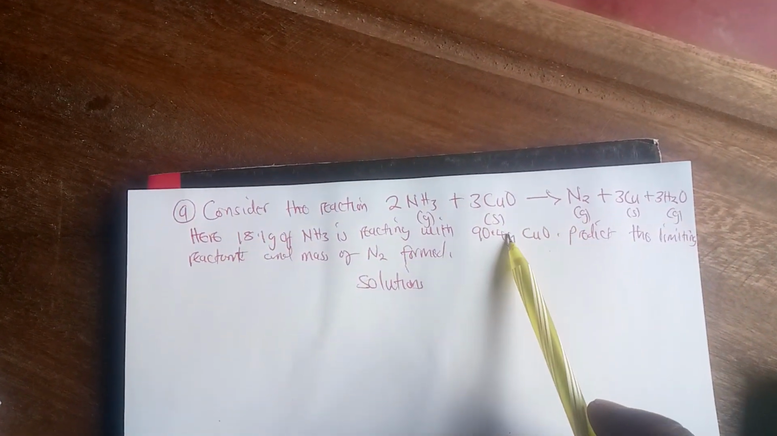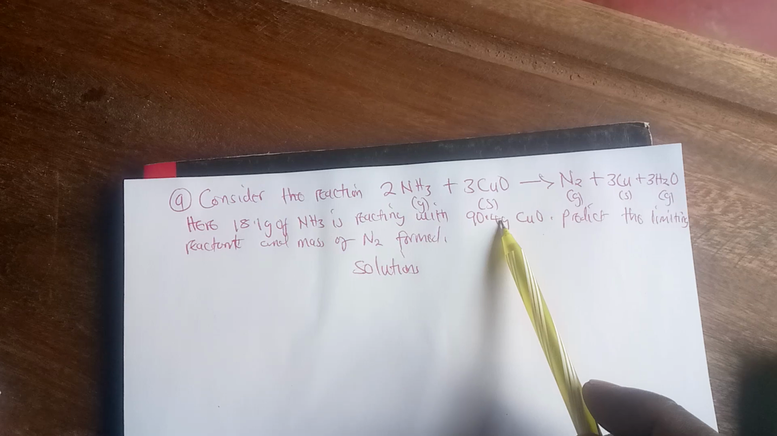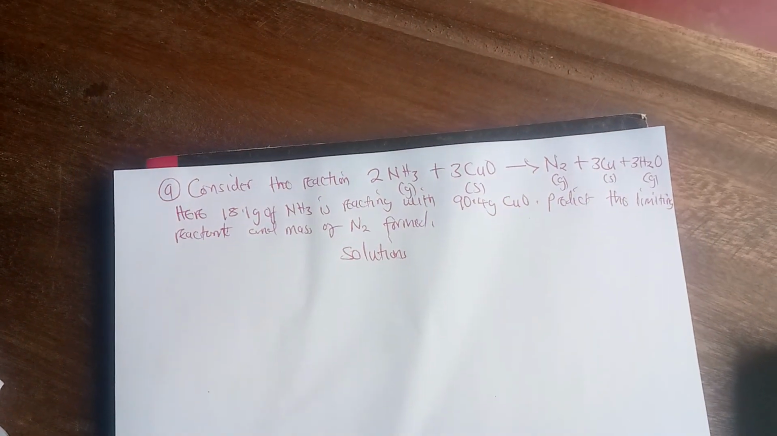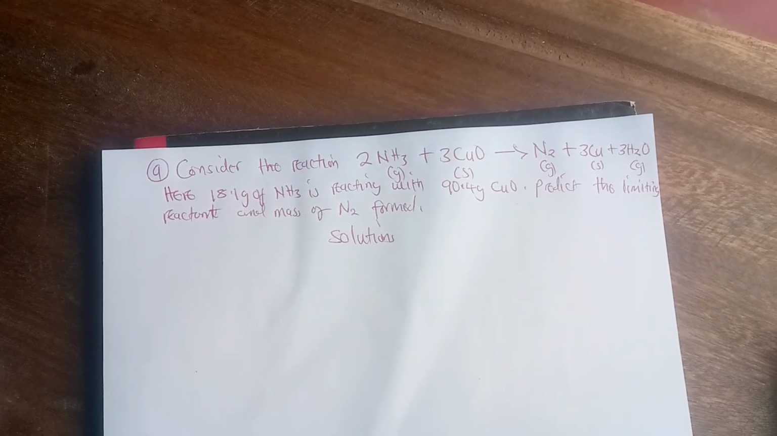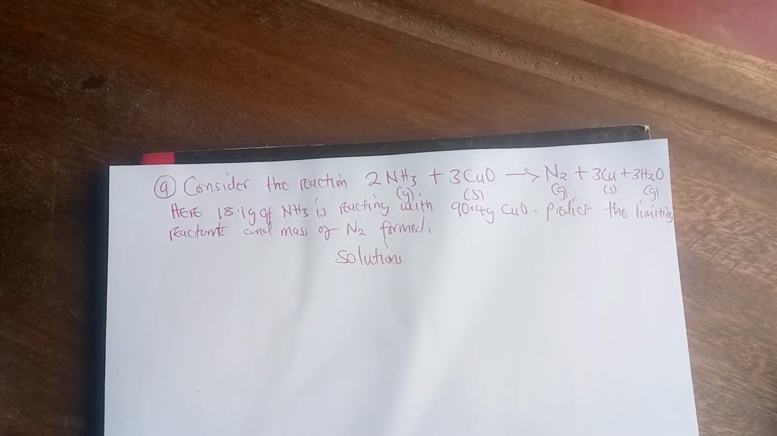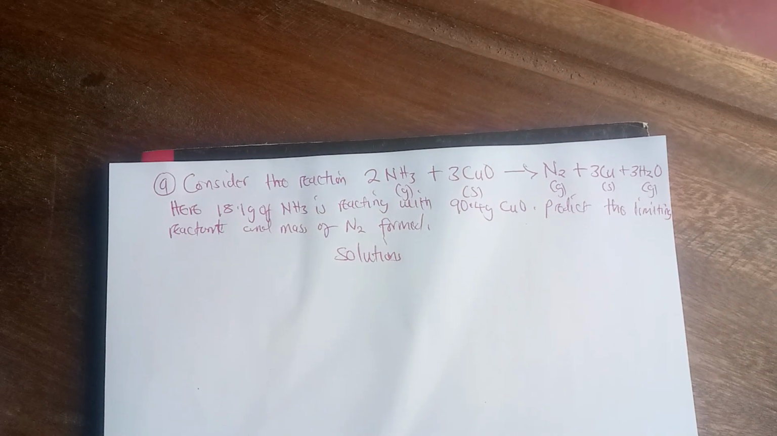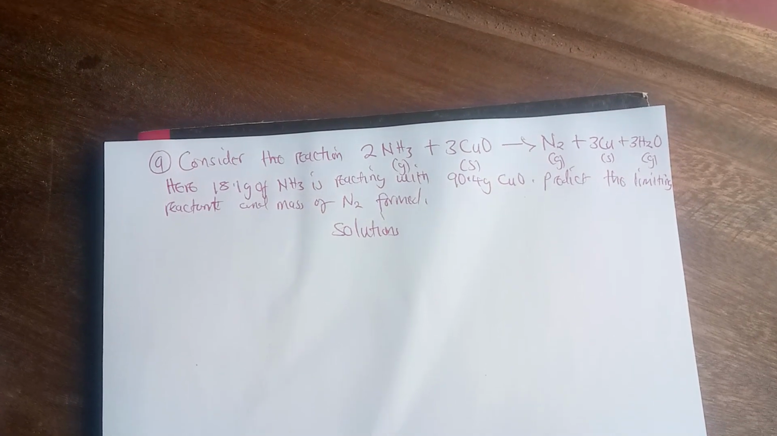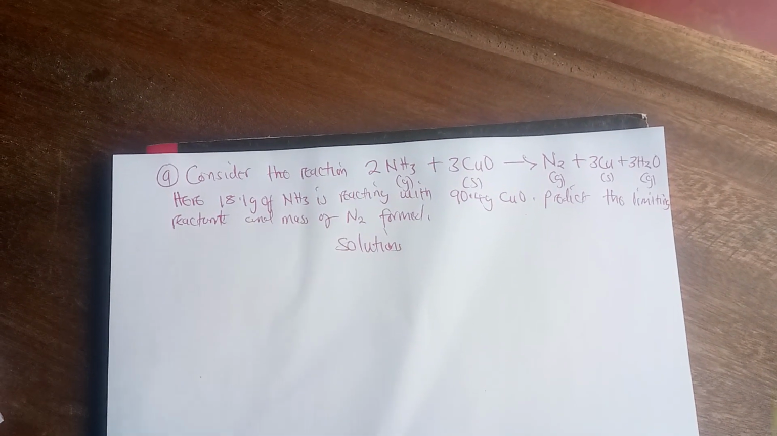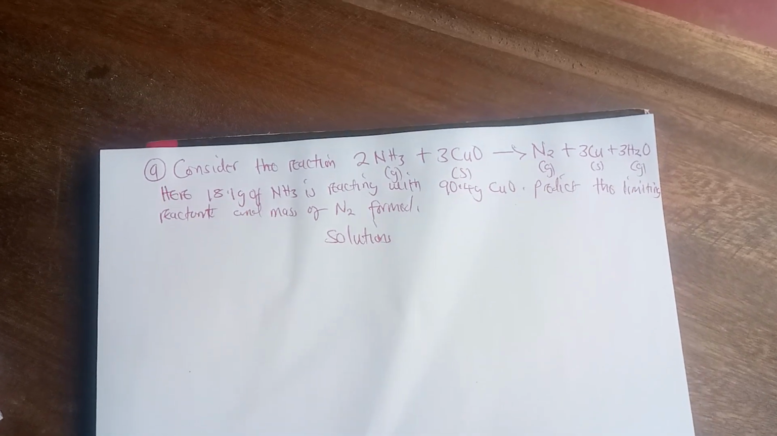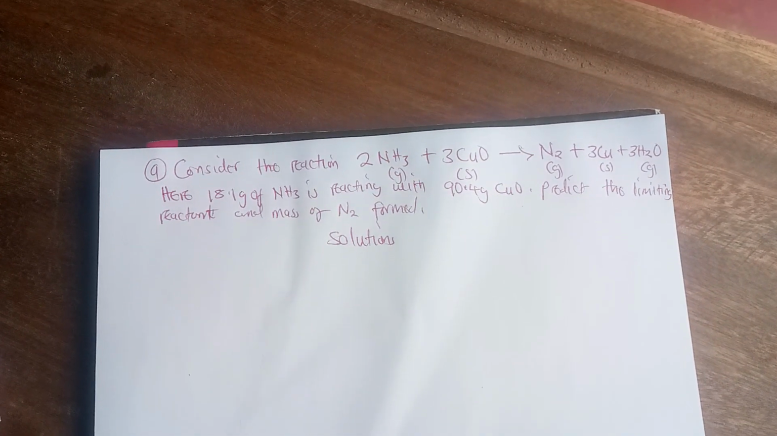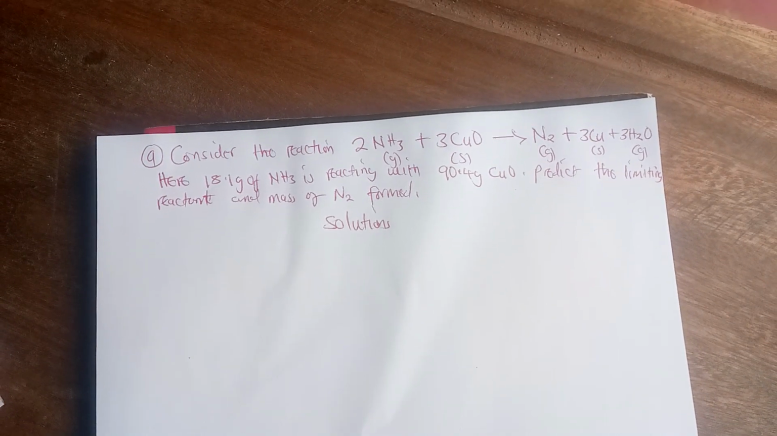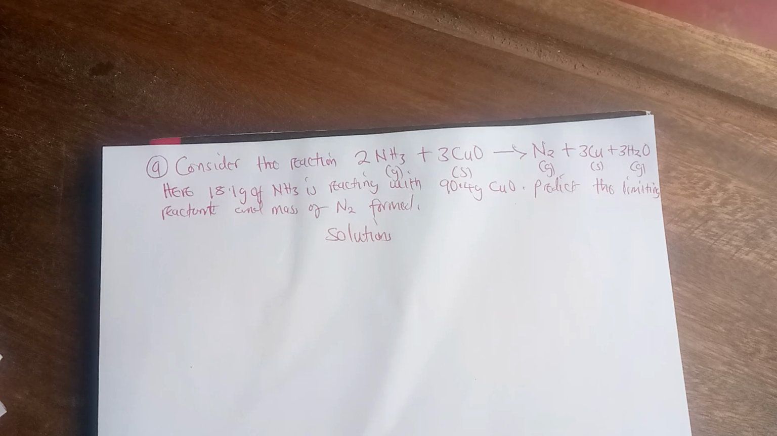If you need the definition for the limiting reactant, you can just get it from the video, from the voice note. By the way, what's the definition of a limiting reactant? The limiting reactant is a reactant which is used up in a chemical reaction and determines how much of the products will be formed. Okay, so it's a reactant which finishes up first in a chemical reaction.